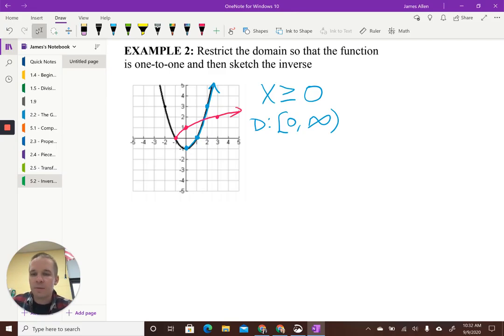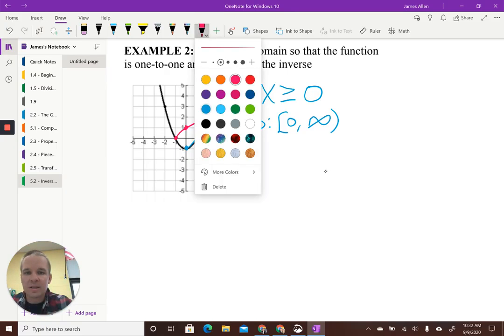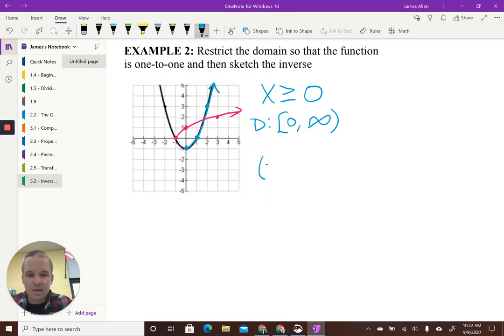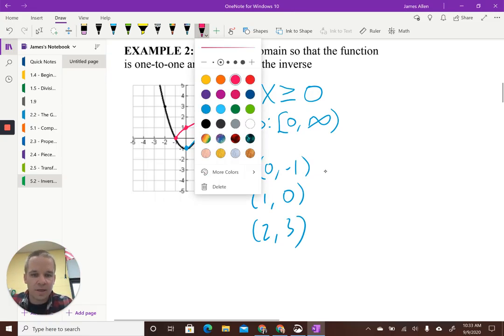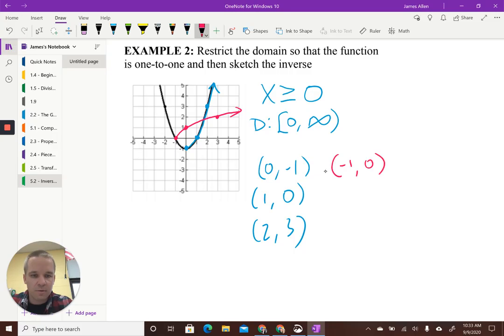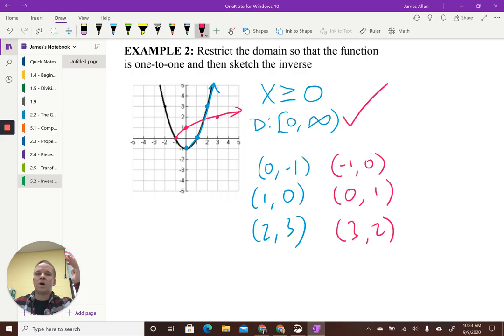Lovely. All right, if it helps to write them out, you can. Maybe I'll jot that down here just for this example. I did 0, negative 1, 1, 0, and then 2, 3. And then when I did the inverse, everything got switched. Negative 1, 0. 0, 1, and we can clearly see those 3, 2 on our graph. So we restricted the domain, and we graphed it. Awesome, fantastic, wonderful. When we restrict that domain, it passes the horizontal line test. It is a 1-to-1 function.